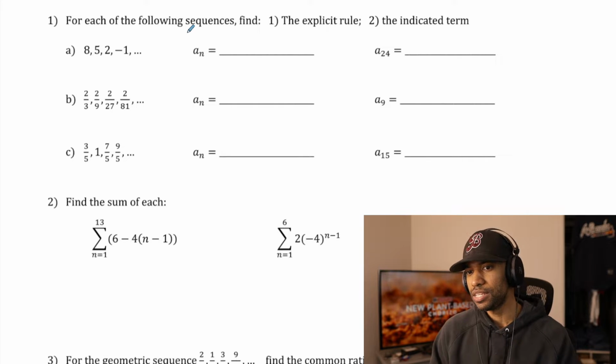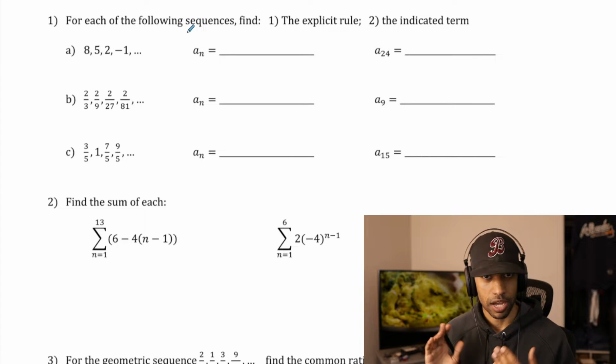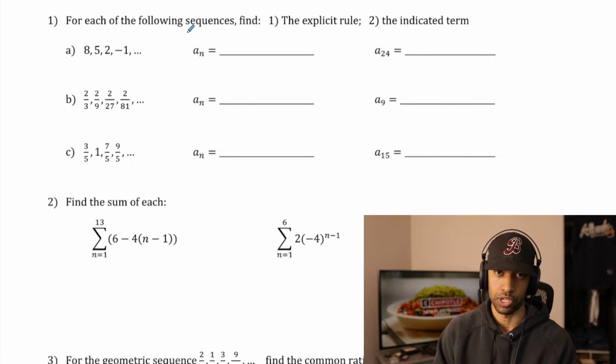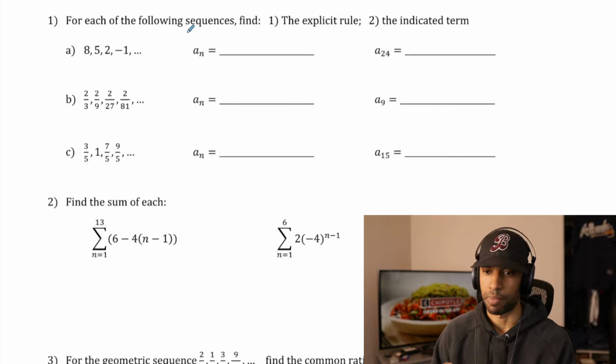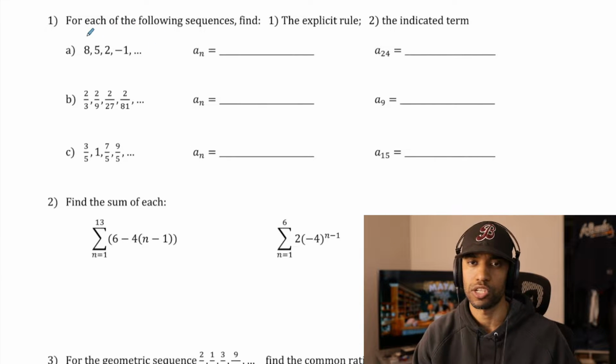What we have to do in each of these is determine whether there's a common ratio or a common difference. If there's a common difference, it's arithmetic. If it's a common ratio, it's geometric. Some are more obvious than others. Maybe all of these are very obvious for you. I know they kind of are for me. And like I said, I'm not going to be teaching as much as doing.